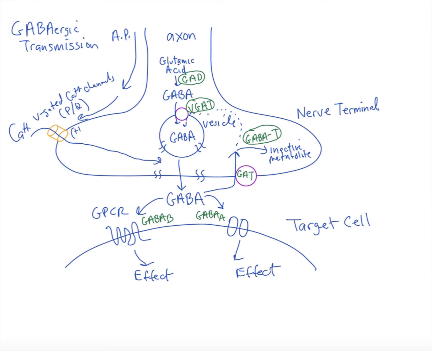The GABA then can be taken back up into the nerve terminal via GAT, which is the GABA transporter. And inside the nerve terminal, we can have metabolism via GABA transaminase to an inactive metabolite, or the GABA can be recycled back into a vesicle where it can be then stored and released for another round of GABAergic neurotransmission.